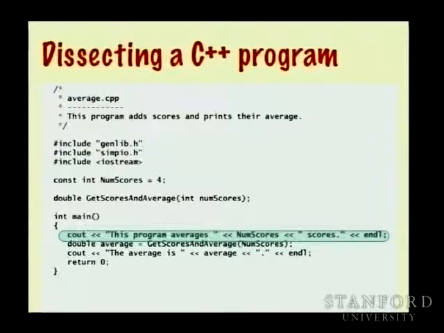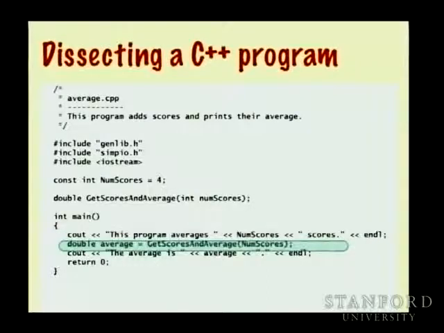So in Java, that would look like a System.out.println of "This program averages" plus the num scores plus that, using the string concatenation and conversion in Java. It looks a little bit different in C++, but in the end result, it's a matter of printing out a bunch of things, numbers and strings intermingled, new lines, nothing too fancy there. Okay.